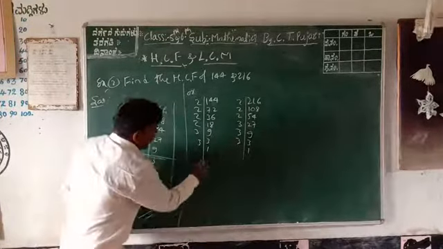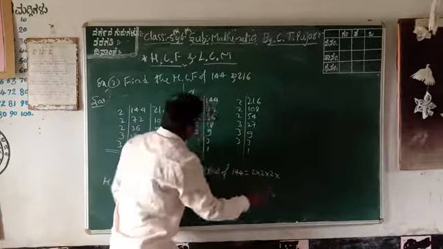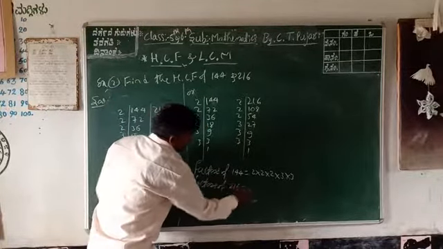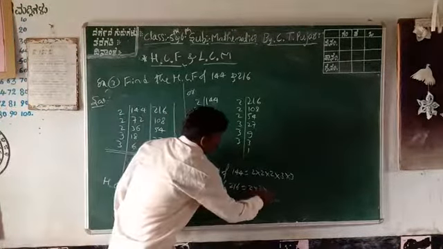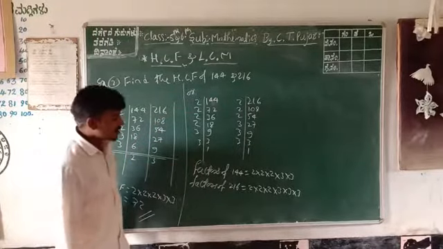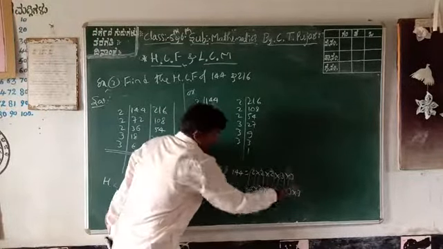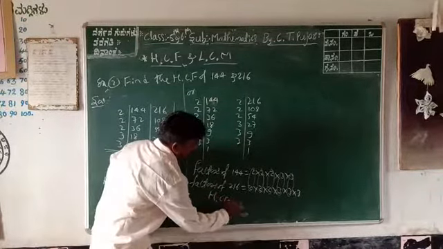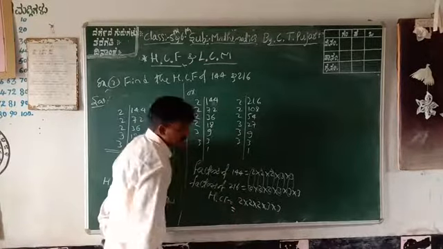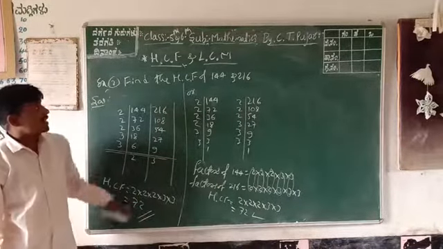Therefore HCF: factors of 144 is equal to 2 into 2 into 2 into 3 into 3. Next, factors of 216 is equal to again 2 into 2 into 2 into 3 into 3 into 3. HCF means highest common factor. Highest common factor means what? 2, 2, again 2 2, again 3 3, and 1 is left. Therefore HCF is equal to 2 into 2 into 2 into 3 into 3. Therefore 2 to the 4, 4 2s are 8, 3 3s are 9, 8 9s are 72. 72 is the HCF. But the other method is also here.